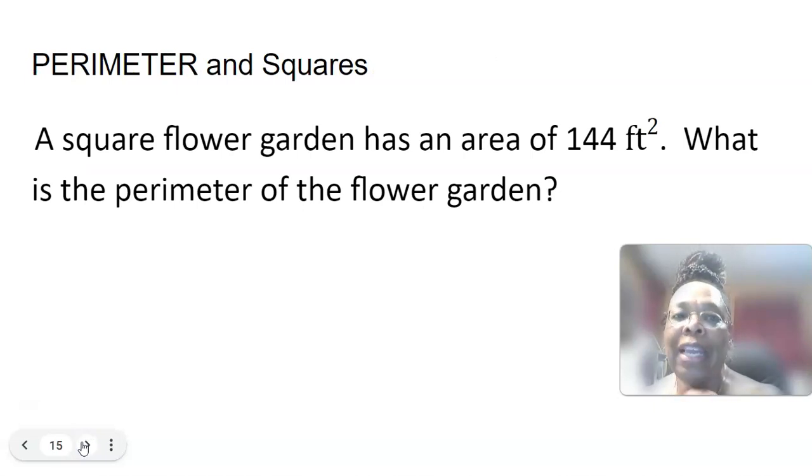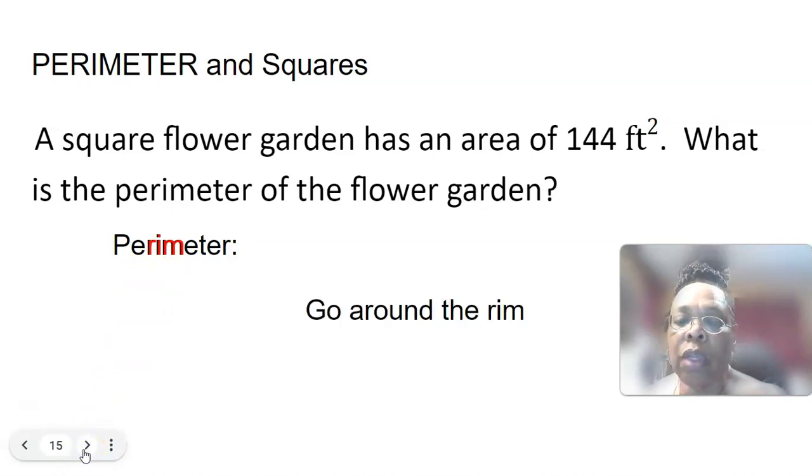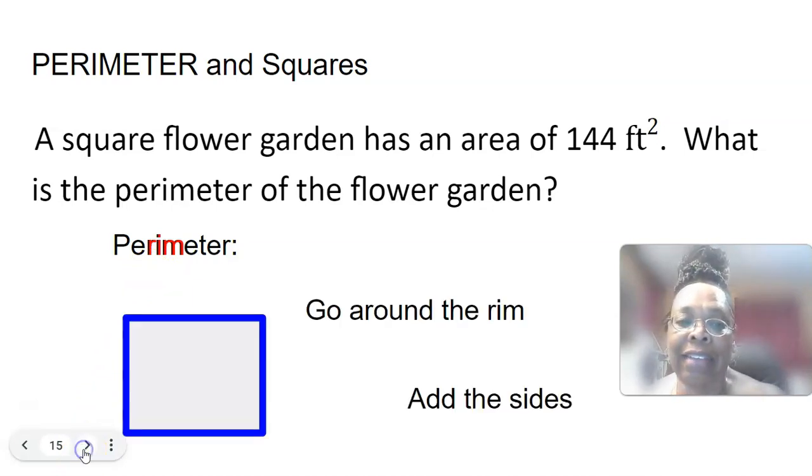Perimeter and squares. A square flower garden has an area of 144 square feet. What is the perimeter of the flower garden? Remember perimeter. You're going around the rim and you're adding the sides. So we've got this square right here. We're asking ourselves, what times itself gives us 144? If you don't remember, please learn them. Put it under the radical. And we'll find that 12 times 12 is 144.